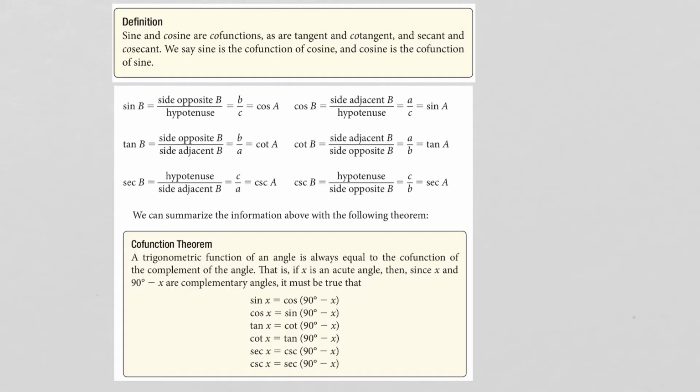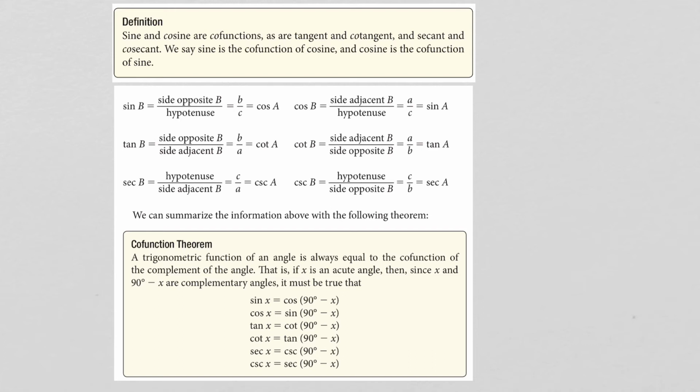So now I'm going to talk about something that we call cofunctions. Sine and cosine are cofunctions. Tangent and cotangent are cofunctions. Secant and cosecant are cofunctions. So they have the same root word, but the other one has a "co" in front of it.